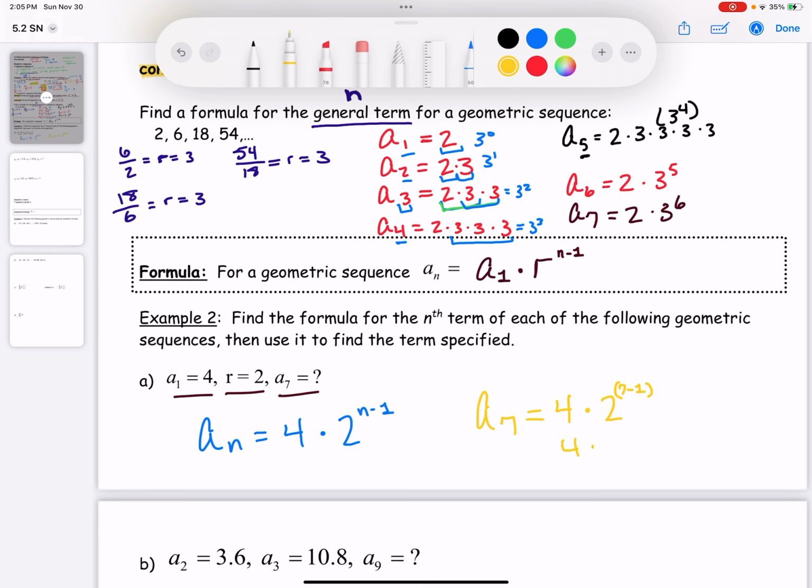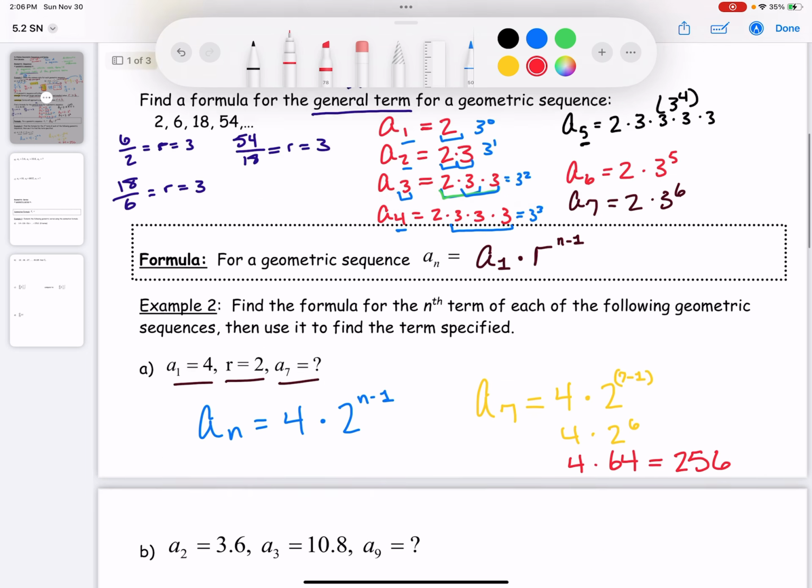So 4 times 2 to the sixth. 2 to the sixth, 2 times 2 times 2 times 2 times 2 times 2 is 64. And 4 times 64 is 256. Oh, sorry about that.